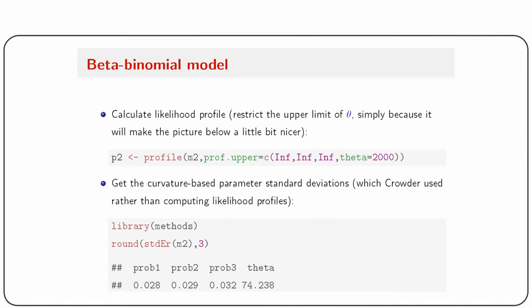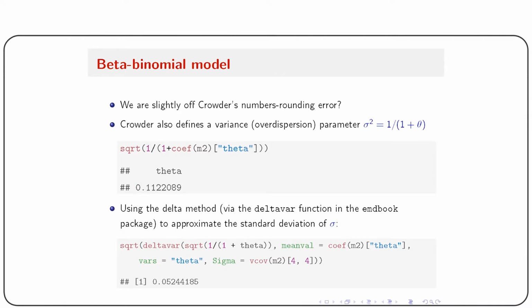Calculate the likelihood profile, restricting the upper limit of theta simply because it will make the picture below a little bit nicer. So P2 equals profile M2, profile dot upper equals c infinity, infinity, infinity, and theta equals 2000. Get the curvature-based parameter standard deviation which Crowder used rather than the likelihood profile. So library bbmle, then round stdEr M2 to 3. The standard errors are provided for prob 1, prob 2, prob 3, and theta. We are slightly off Crowder's numbers due to rounding error.